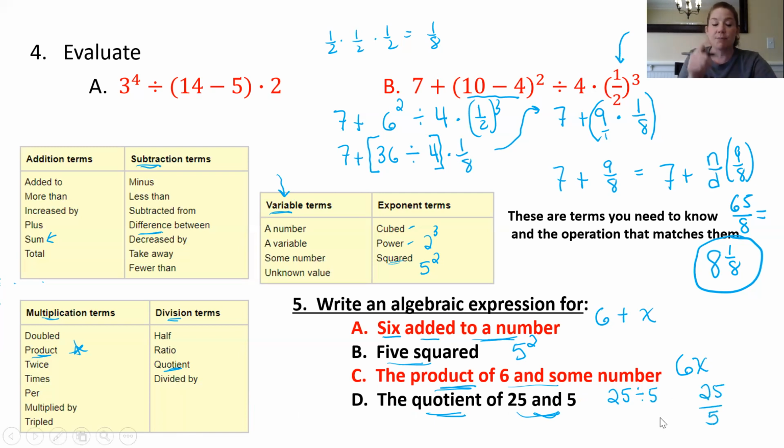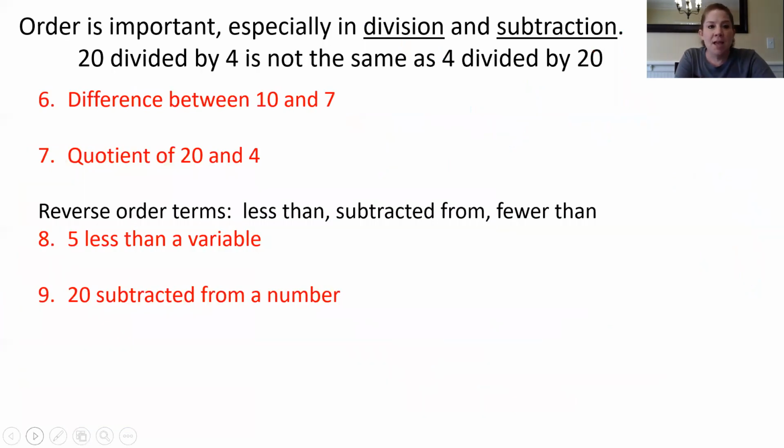Now I couldn't reverse the numbers and put 5 divided by 25. That's not correct. It says order is important, especially in division and subtraction. 20 divided by 4 is not the same as 4 divided by 20. So especially with division and subtraction, you have to follow the way the numbers are written in the problem. If you wrote 4 over 20, that is not right. The first one would have to be 20 divided by 4, which is 5. The other one's going to give us an answer of 1/5.